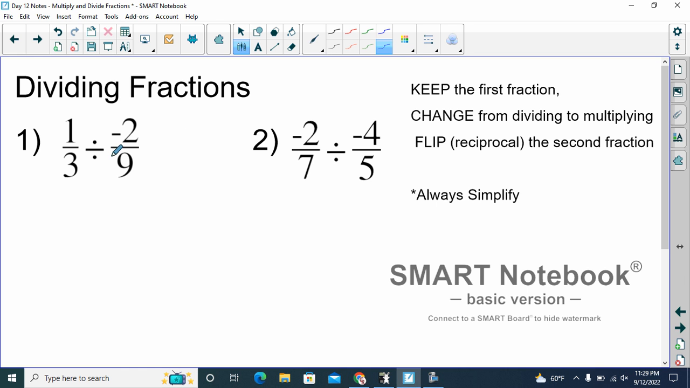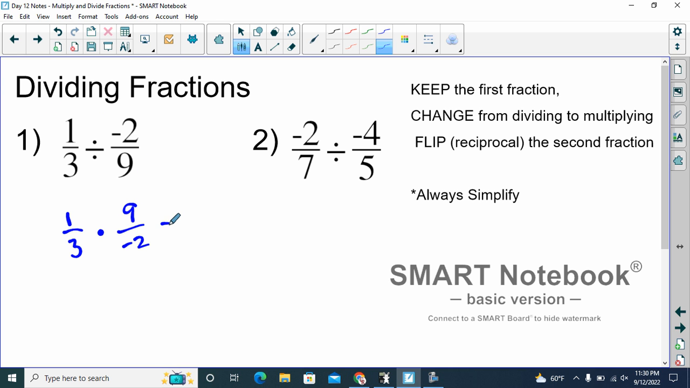So here I have 1/3 divided by -2 over 9. Keep, change to multiplication, flip to 9 over -2. And now it's multiplication. We only do keep, change, flip if we are dividing fractions. We don't do it with multiplying or adding or subtracting like we did last class.